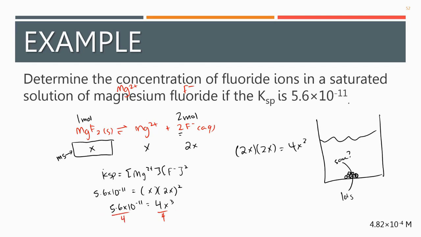So we got 5.6 times 10 to the negative 11 divided by 4. My calculator displays this as 1.4 times 10 to the negative 11 is equal to x to the power of 3. How do I get rid of 3? I cube root this now.